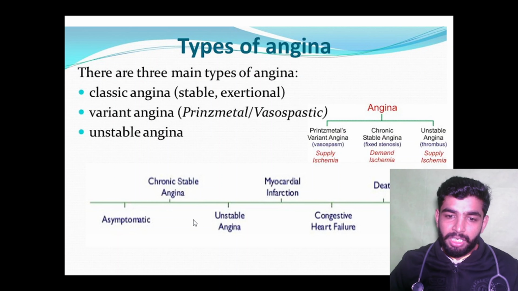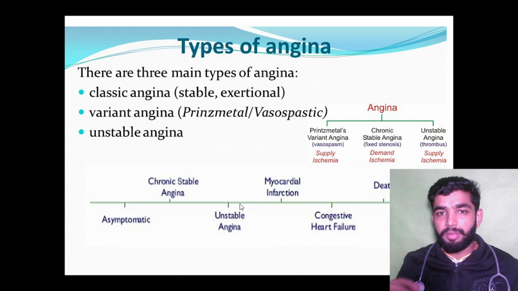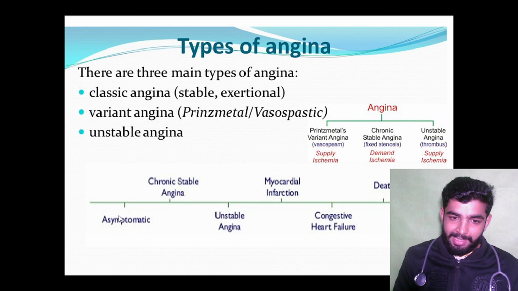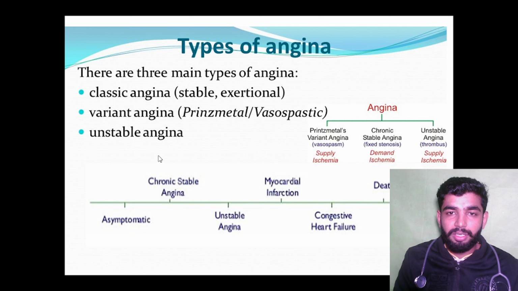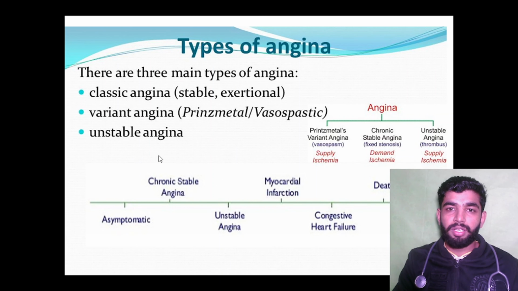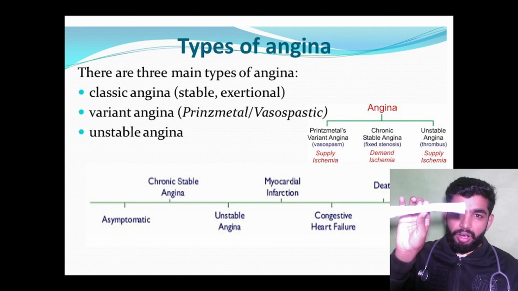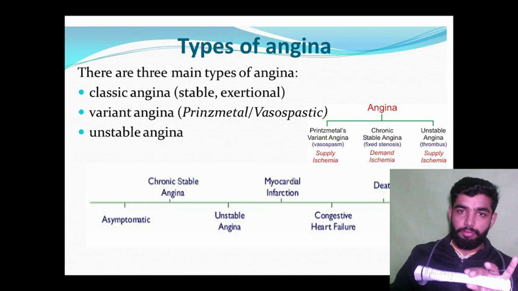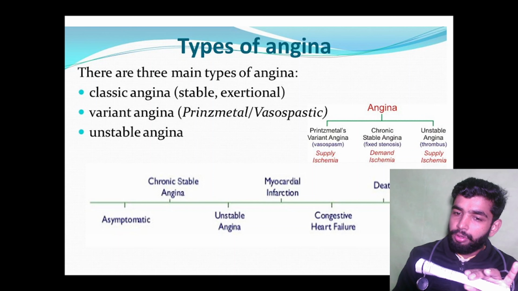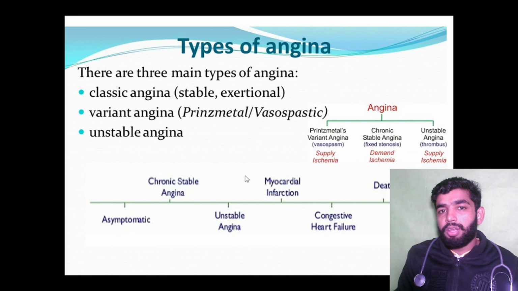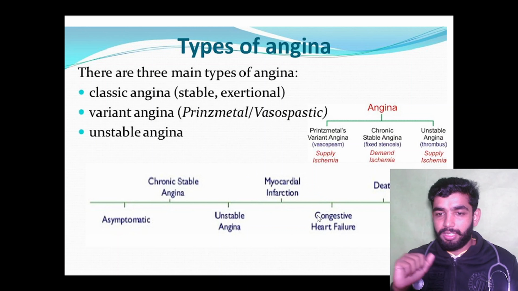Unstable angina mainly occurs at rest. That can lead to progression to myocardial infarction. Here, in the three cases, asymptomatic, chronic stable angina and unstable angina, there is no necrosis of the cardiac myocytes. But if there is a complete occlusion of the coronary artery, with no blood flow, that can lead to myocardial infarction, then congestive heart failure, which can lead to death.